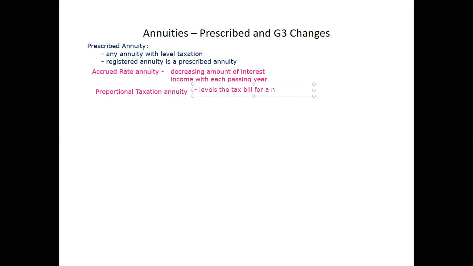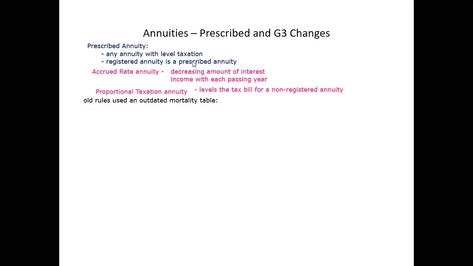for a non-registered annuity. This used to be very favorable. Whether it stays that way or not, I don't think this is that good anymore. Under the old rules, the problem was that we used a really outdated mortality table. And so this is exactly how it worked under the old rules.